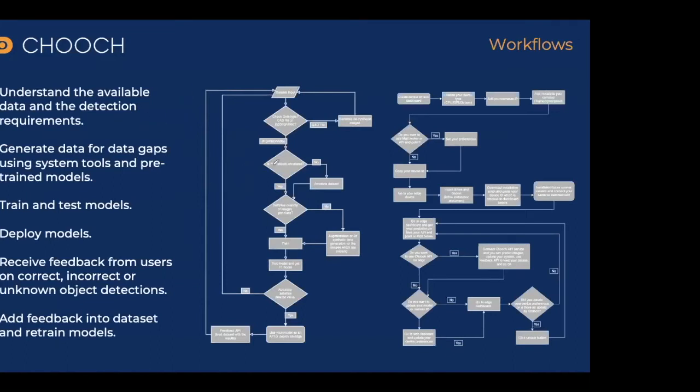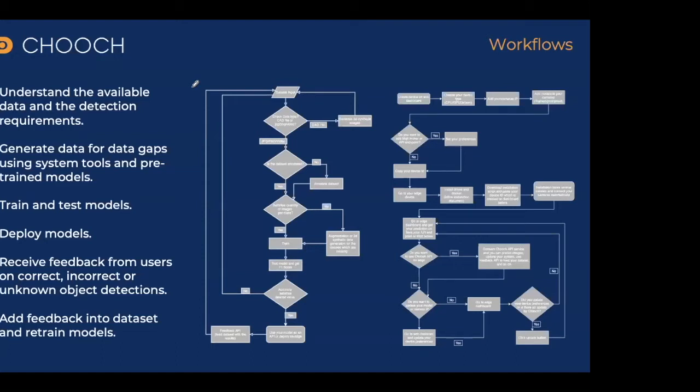So this is a more extensive workflow here, but basically what it is: understand available data and the detection requirements from the client. You generate the data for data gaps. That's the second step. Train and test the models. So you're trying to increase the accuracy of the model, and that is the F1 score that we talk about, which is a harmonic mean between precision and recall. You want to increase that.